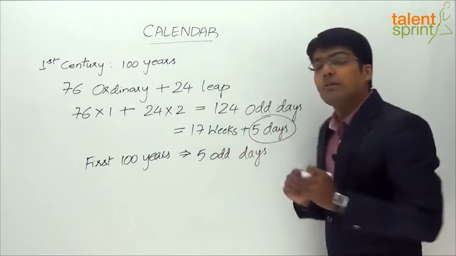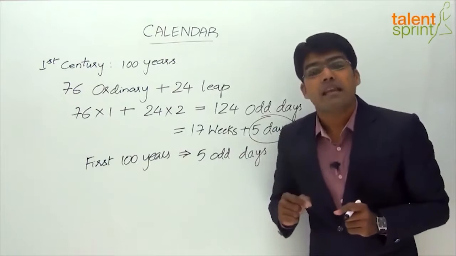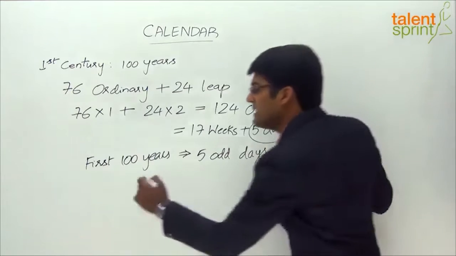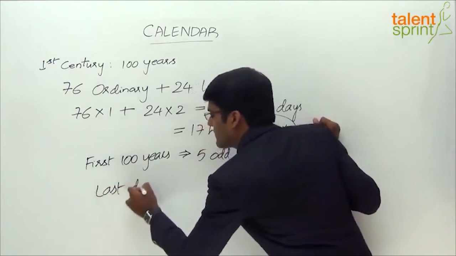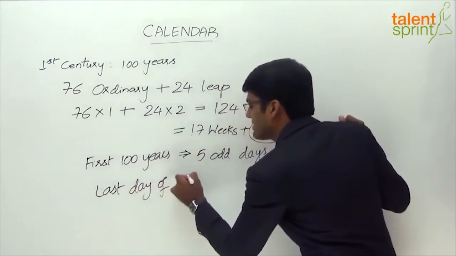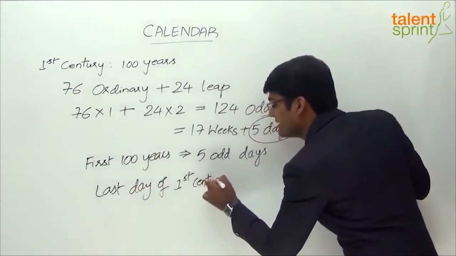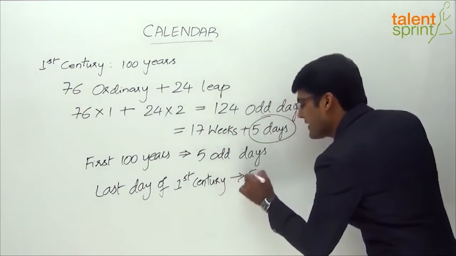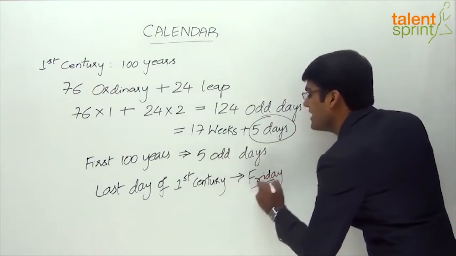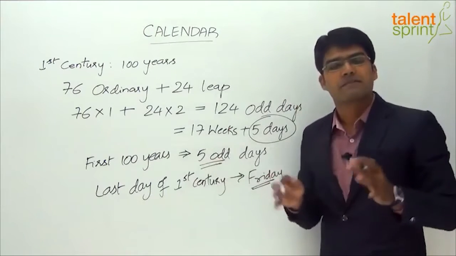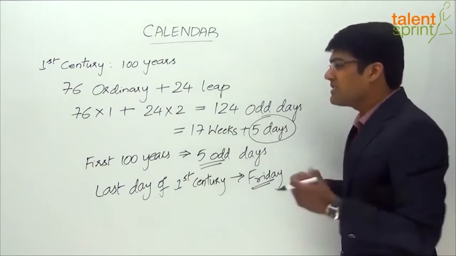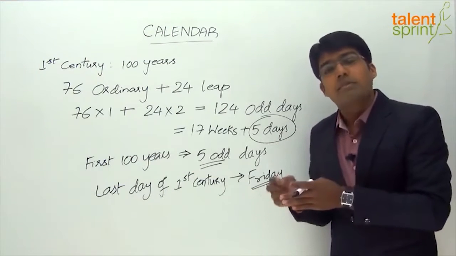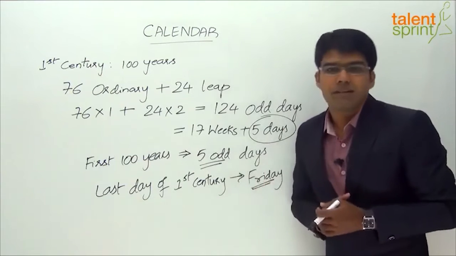So this is how calculating the number of odd days will help us in finding out the day of the week for the last day of the given period. So what was the last day of the first century? 31st December of the 100th year was a Friday. And how do we know it was a Friday? Because in the first 100 years we have 5 odd days. So this way we can always calculate the number of odd days for the given period, and based on that we can decide the day of the last date.